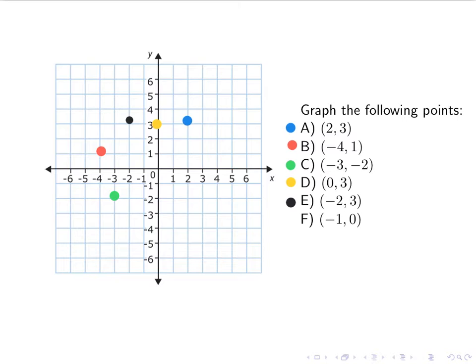And then lastly, F, I don't have enough color, so I'm going to do a double dot here. So F is negative 1, 0. So now the y value is 0, which means we're on the x-axis, and we're only moving left and right, and we're not going up or down. So negative 1, 0 is right here.